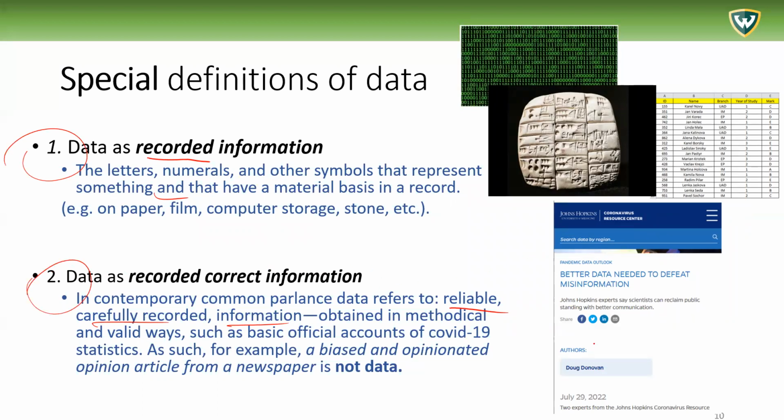So it's data in this sense, but it might not be data in this sense. For example, a recent article from Johns Hopkins University talks about better data needed to defeat misinformation. Now, they're not talking about just anything given, not better anything needed to defeat misinformation, nor are they saying better recorded information needed to defeat misinformation, unless, of course, they're talking about information in the sense of reliable information, in which case we have definition 2, which is recorded correct information, and that's indeed what they mean here. We need better recorded correct information to defeat misinformation.